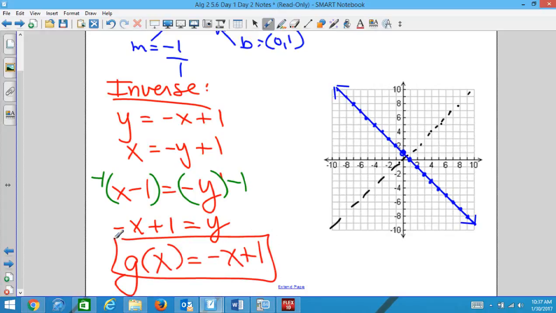Well, you can write it as 1 minus x. That's totally fine.